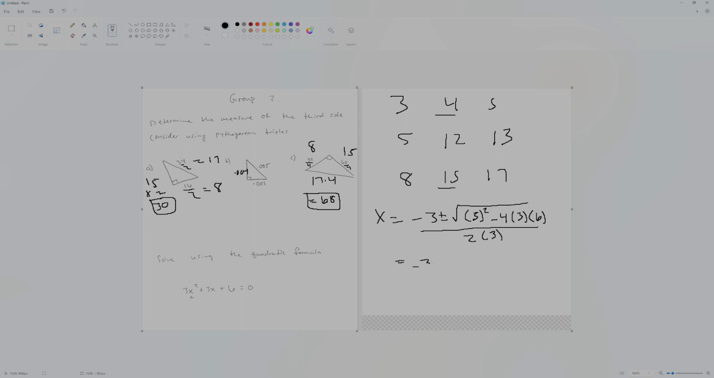So negative 3 plus or minus all the stuff under the root. 3 squared is 9, and that's minus 72, so it's negative 63, all over 2 times 3, which is 6. Let's take this root 63 and break it up a little bit. Root 63 would break up into 7 and 9 and 3 and 3.